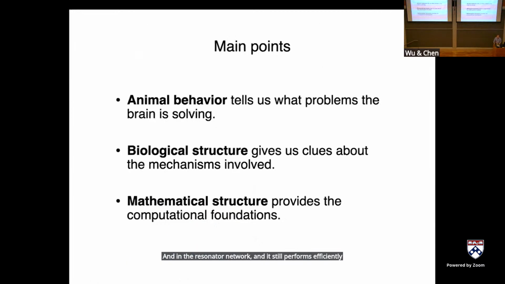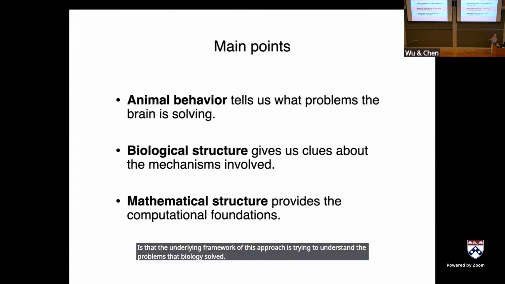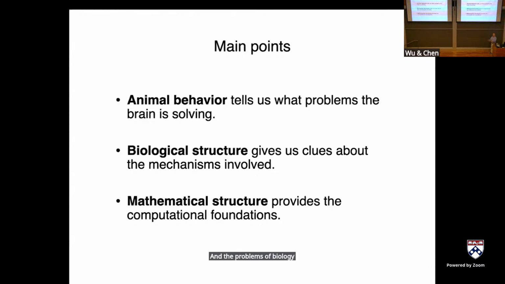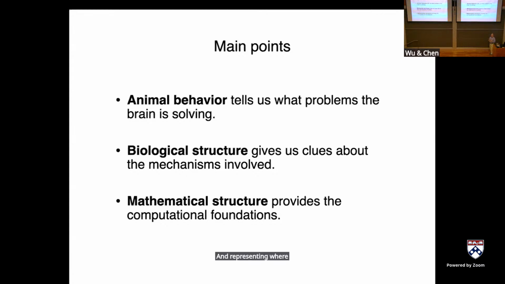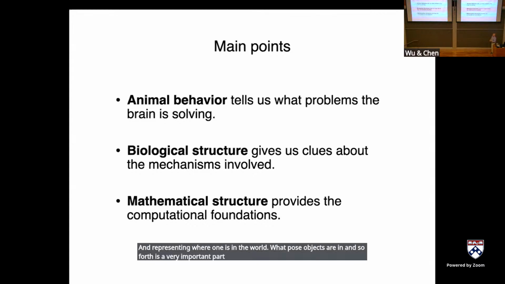Okay, so just to wrap up, I guess maybe the central message of what I want to try to convey in all this work is that the underlying framework of this approach is trying to understand the problems that biology solved. And the problems of biology are defined not just by the brain itself, but also by looking at animal behavior. What are animals using vision for? What are they doing? What are the computations they're doing with their brains? And representing where one is in the world, what pose objects are in and so forth is a very important part of what animals need to solve in order to survive in the world.